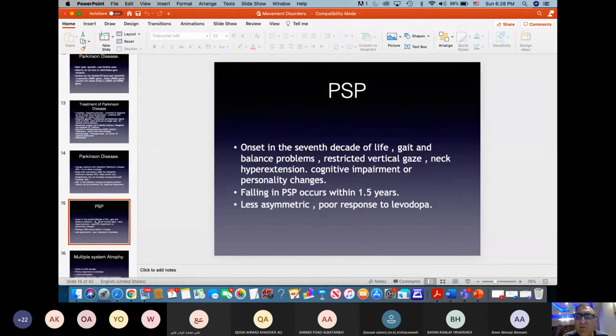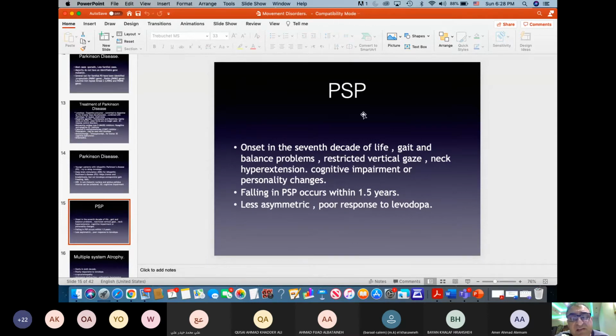Now let's shift gears and talk about some of the mimickers of Parkinson's disease. So far, we have talked about idiopathic Parkinson's disease. Now we're going to talk about mimickers that look like Parkinson's disease, but they're not. We have a group of conditions we call Parkinson plus syndromes. These disorders do have some Parkinsonian features, namely bradykinesia and rigidity, in addition to something else, and that's why we call them Parkinson plus syndromes.